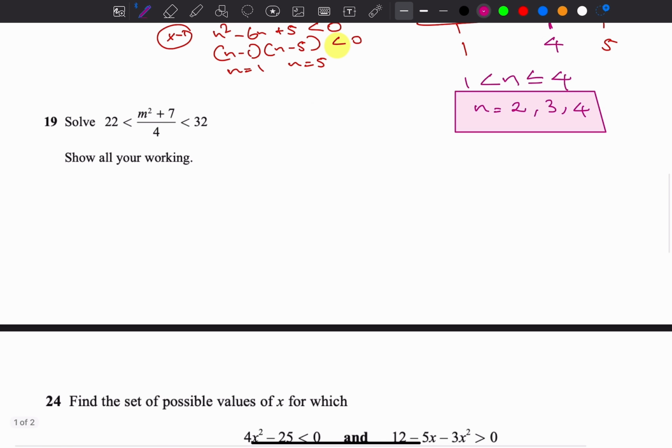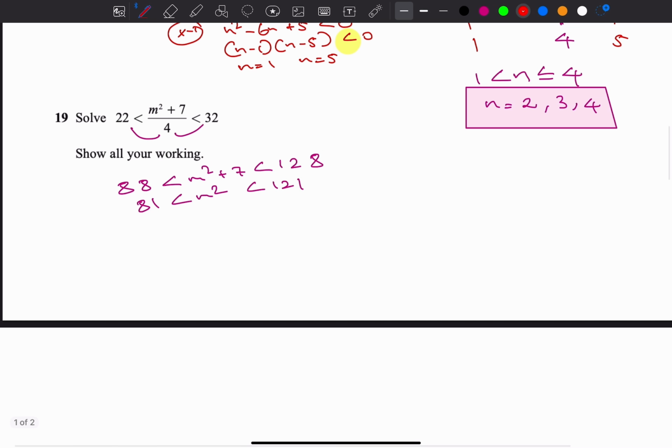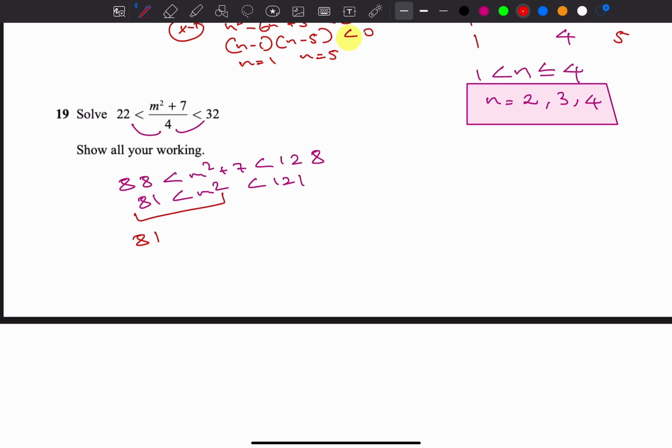Right, next one. This one, multiply everything by 4. That makes it 8 m squared plus 7 less than 128. m squared is what? Take away 7, which makes it 81 and 121. Okay, now I have to do these separately. So I'm going to pick this one now: 81 is greater than m squared.